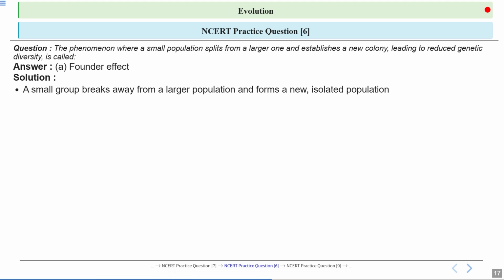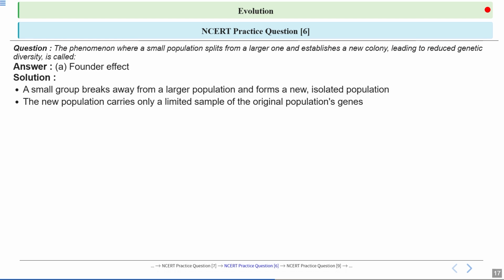Let's have a look at the explanation. A small group breaks from a larger population, which is the source population, and forms a new isolated population. So imagine there is one large population, the source population, and a group of individuals migrated to another area. Now this new population carries only a limited sample of the original population's genes.